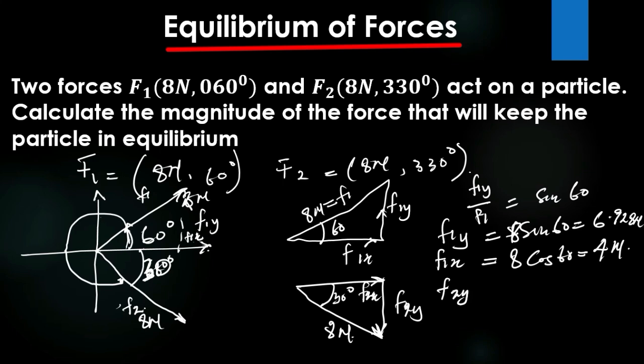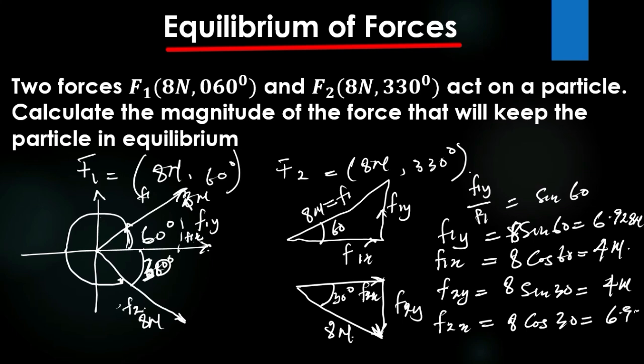Same way too, I'll be dealing with F2y. F2y will be 8 again, times sine 30. Sine 30 is the same thing as cos 60. Invariably, that's 0.5. So 0.5 times 8 again will be 4 Newton. And F2x will be the same thing as 8 cos 30. Cos 30 is the same thing as sine 60, which is 0.866 times 8. That will be 6.928 Newton.